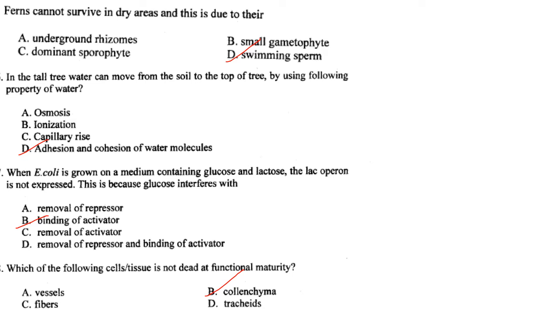Glucose interferes with the binding of the activator. So the answer is option B. Which of the following cells or tissues is not dead at functional maturity? So at functional maturity, collenchyma is not dead. So the answer is option B.